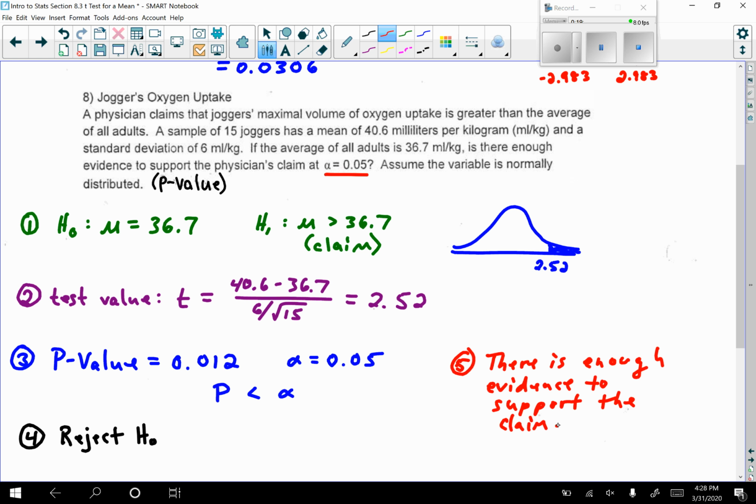All right, so again, now we're just shifting gears a little bit into the T distribution, slightly different features on the calculator that we're using.